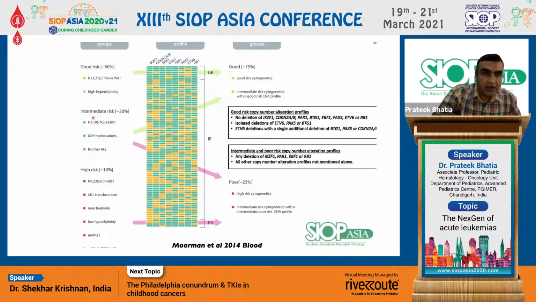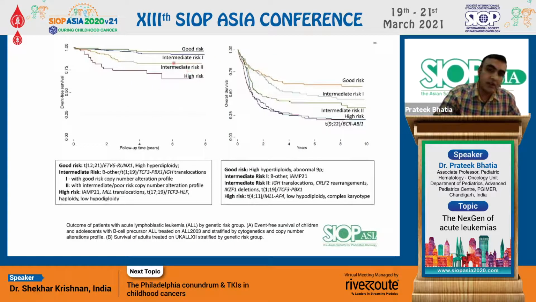So what they tried is that the intermediate risk group was further stratified into intermediate 1 and 2 based on this copy number risk profile. And what they could differentiate was that intermediate risk 1, that is cases with intermediate cytogenetics and good copy number risk profile, had a relatively good event-free and overall survival, whereas those with intermediate risk 2 behave like high risk cases, and these need to be given escalated therapy post induction phase.